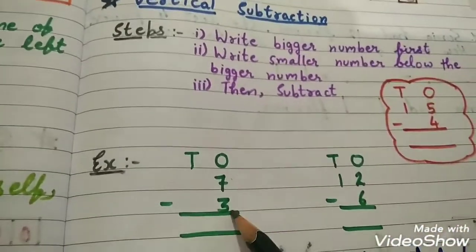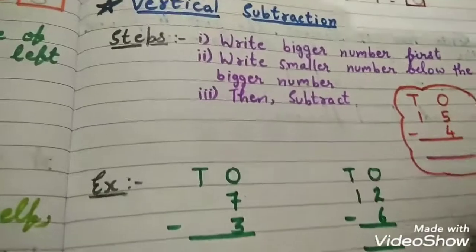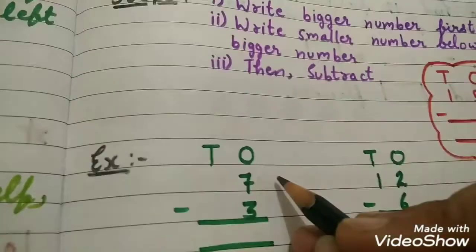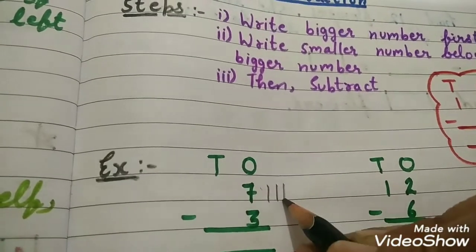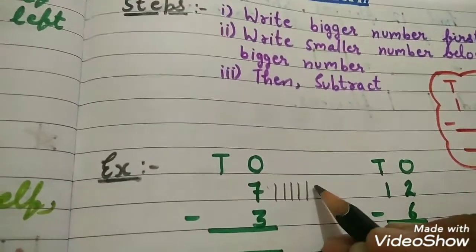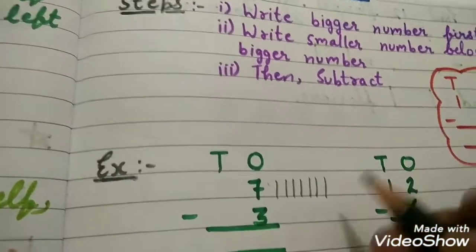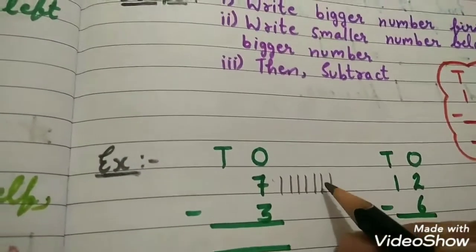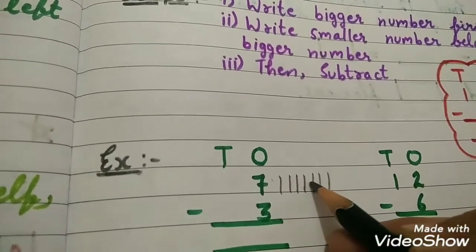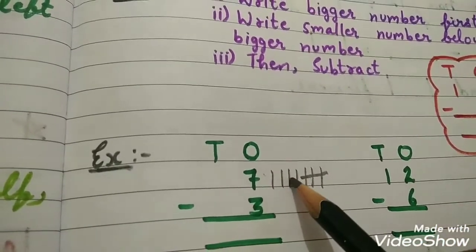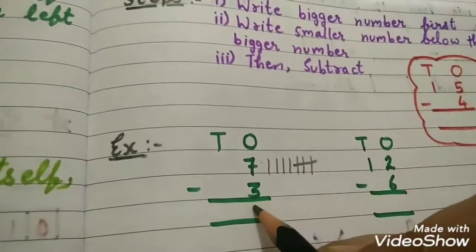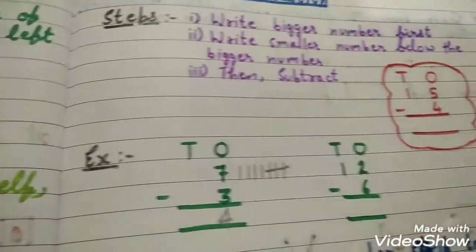See, 7 minus 3. So, let us make some lines here for 7. 1, 2, 3, 4, 5, 6 and 7. Now, minus 3. So, 1, 2 and 3. Now, how many left? 1, 2, 3 and 4. So, the answer is 4.